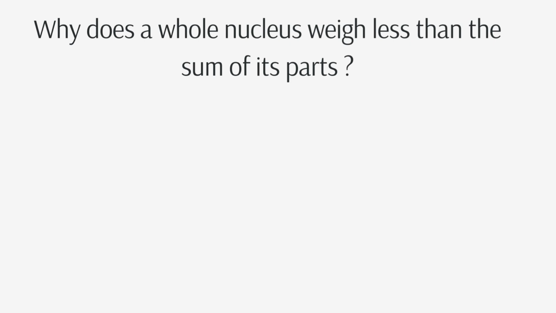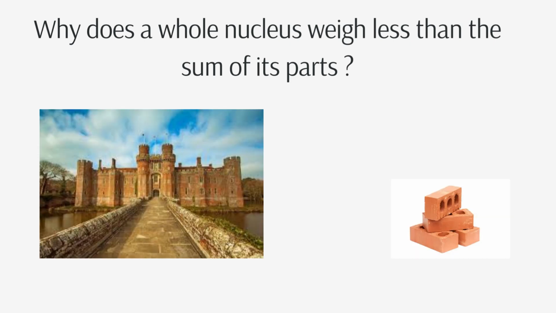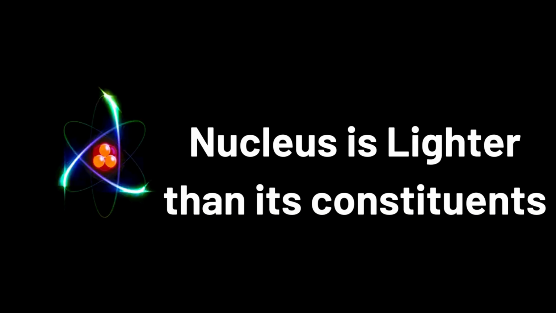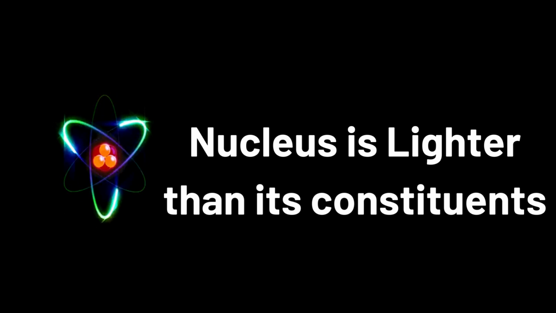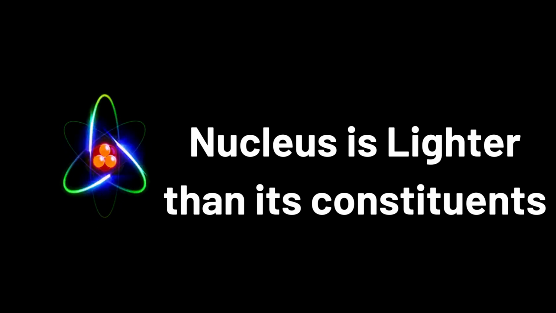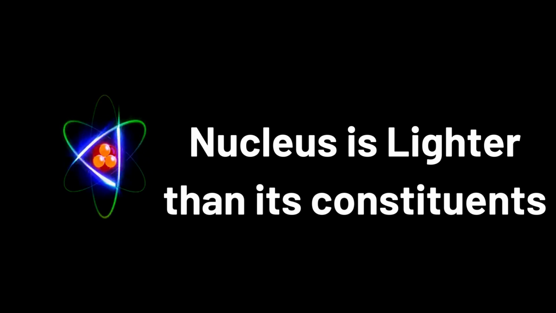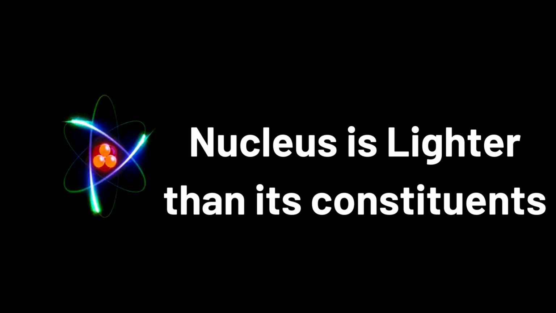I mean, think about it. If you take something apart, like a Lego castle, and you weigh all the individual bricks, the total weight of those bricks should be exactly the same as the original castle, right? That's just common sense. But when we do this with an atomic nucleus, it doesn't work. The nucleus itself is always lighter than its parts. So where did that missing mass go?